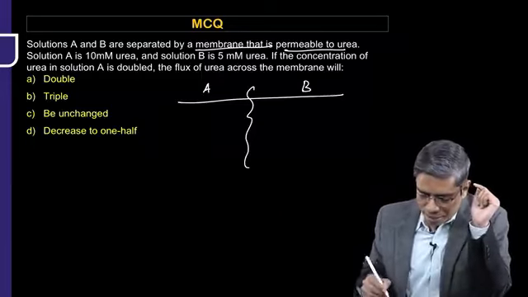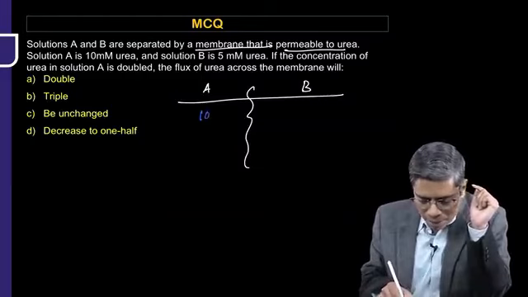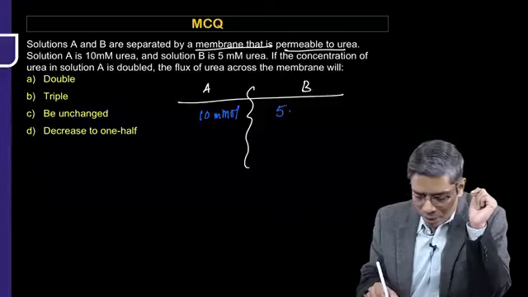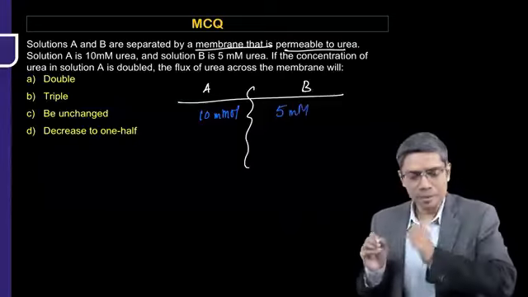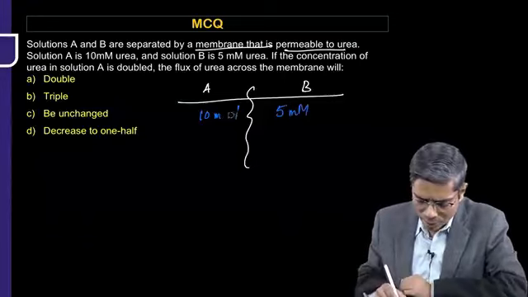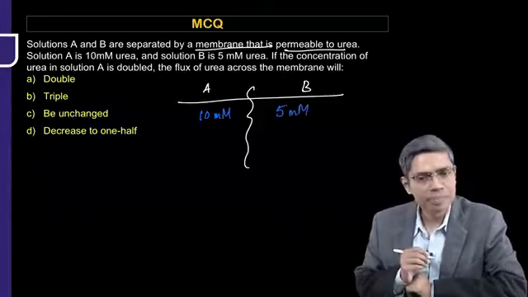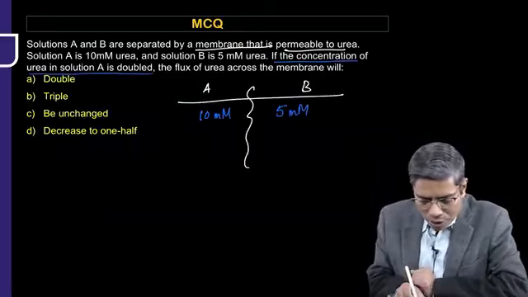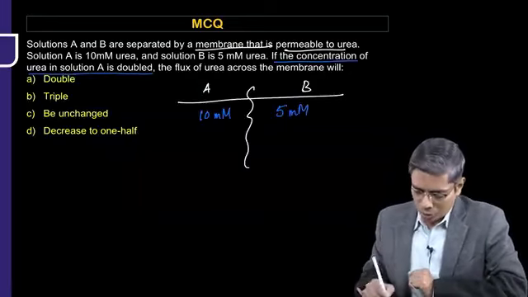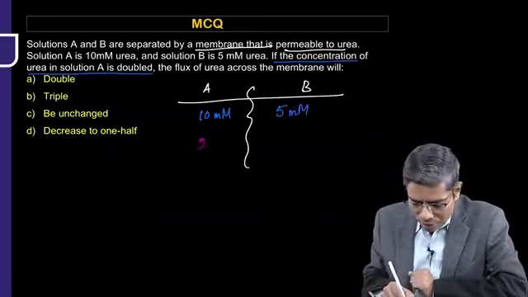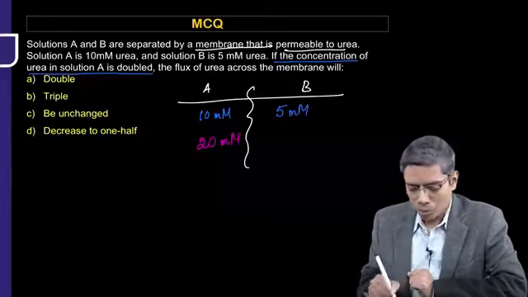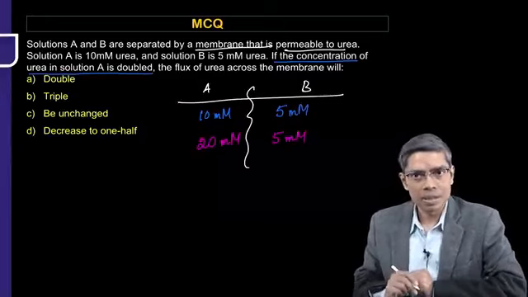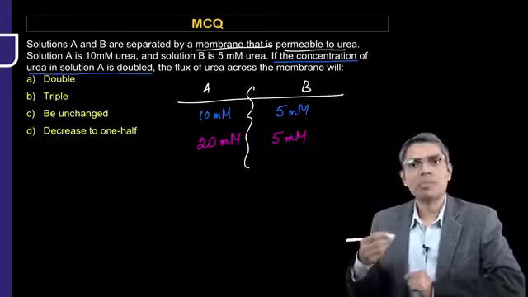Now solution A contains urea of 10 millimole, and solution B contains urea of 5 millimole, or 5 mole, whatever you say. Now they are saying if the concentration of urea in solution A is doubled, so you are changing this concentration to 20 millimole without changing the concentration of B, because they are not commenting on anything on B. So what will happen to the rate of diffusion?